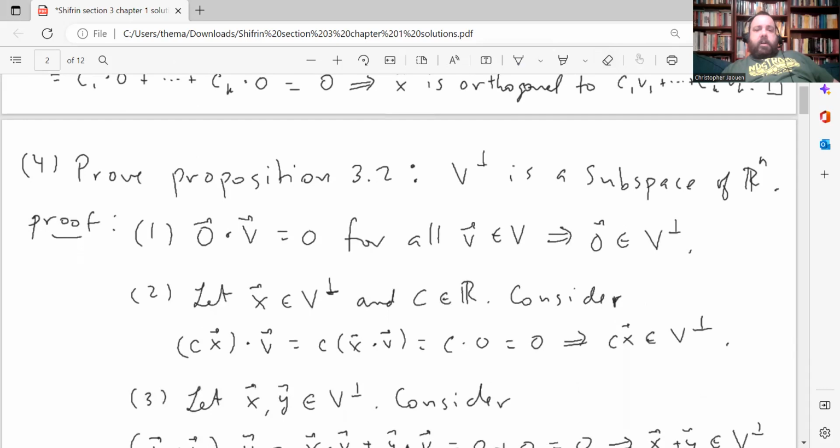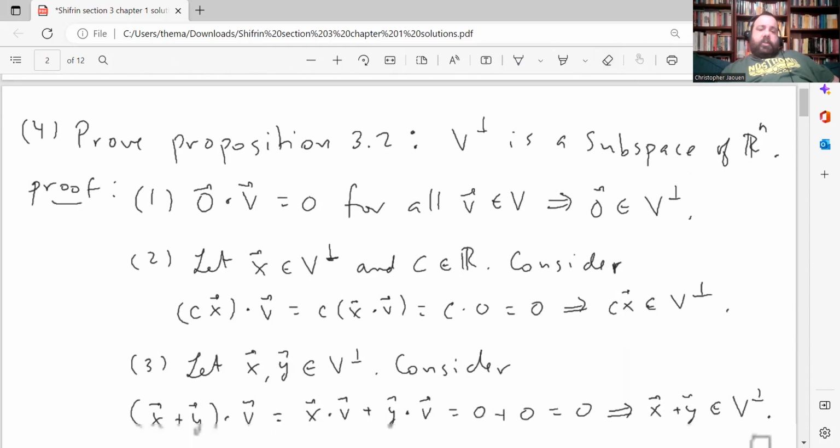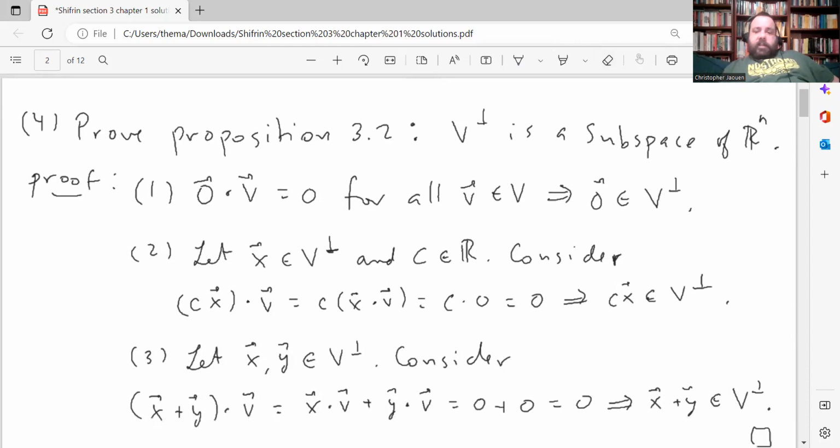Question 4. Actually, this was a proposition from the chapter section. He asks us to prove it in the exercises, so that's what I'm doing here. So Vperp, this is the proposition: Vperp is a subspace of Rn. We show that it's a subspace by showing it satisfies those 3 properties. Number 1, we have to show that the 0 vector is in the set.